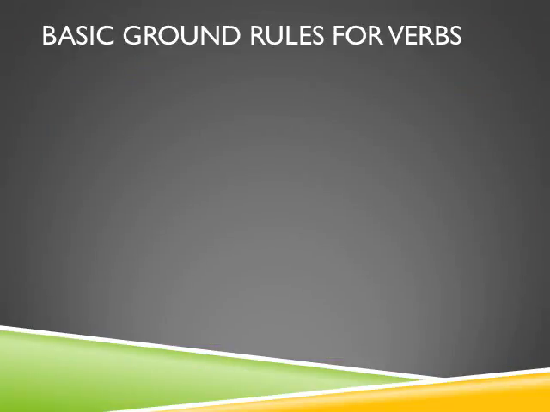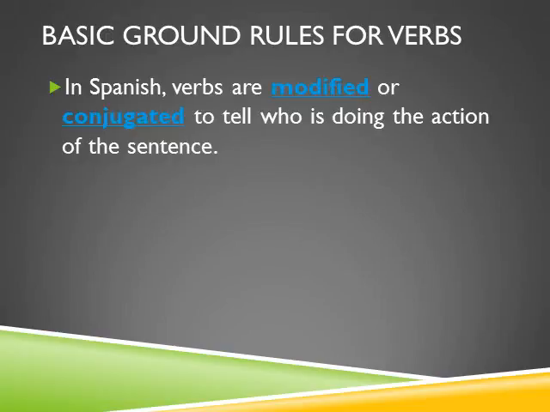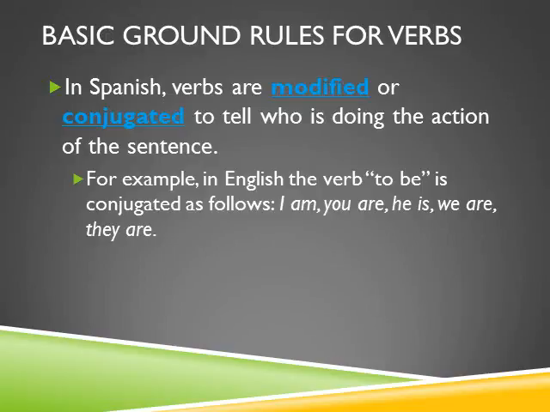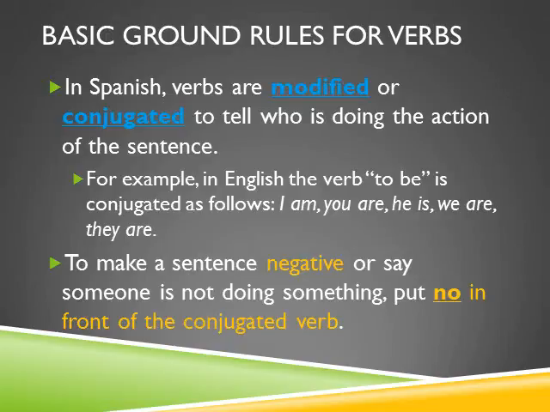All right, we need to talk about some ground rules for verbs in Spanish, okay, and in English too. So in Spanish, verbs are modified or conjugated to tell who is doing the action of a sentence. For example, in English, we have this as well, okay? In English, the verb to be is conjugated as follows. You have I am, you are, he is, we are, they are. You don't hear a lot of people going around saying I is or you am, okay? Because those forms of the verbs have to match the subject. Same thing happens in Spanish, okay?